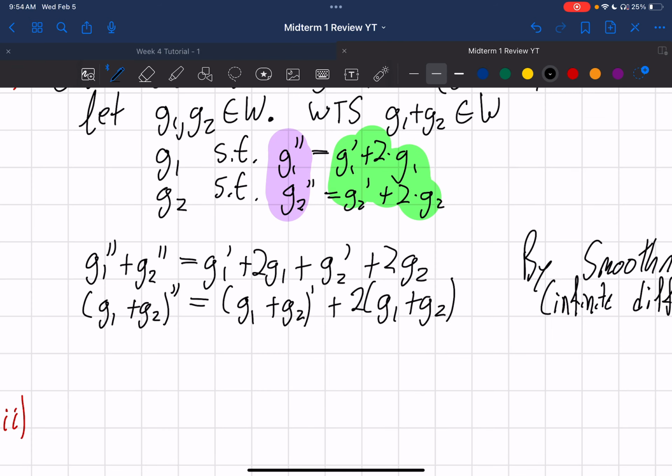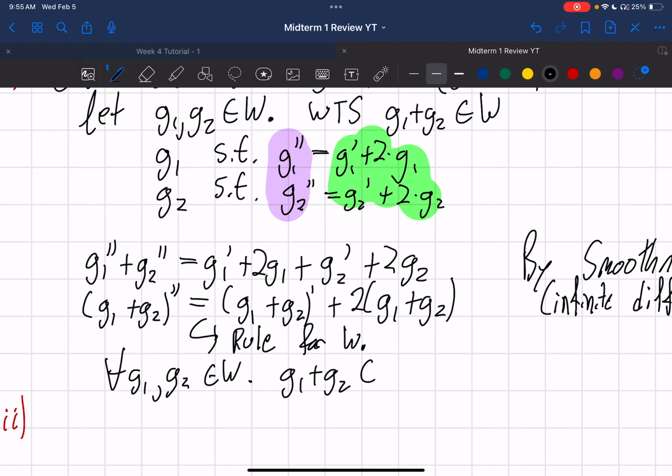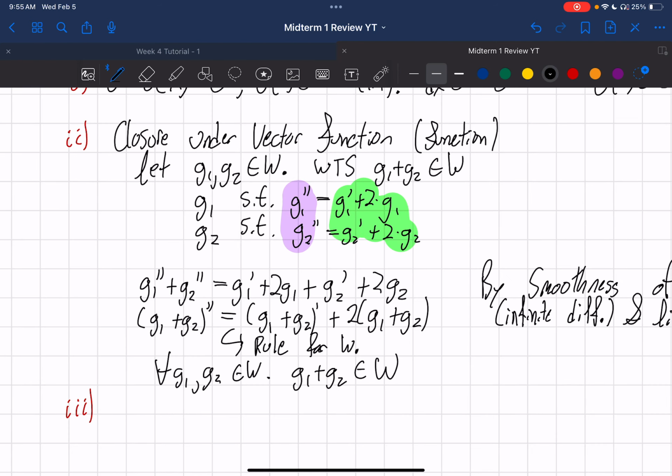So the second derivative of g1 plus g2 is equal to the first derivative of g1 plus g2, added together with 2 times g1 plus g2. So this is exactly our rule for w. So we basically just showed that for any arbitrary g1 and g2 that are elements of w, when we take g1 plus g2, that's also an element of w.